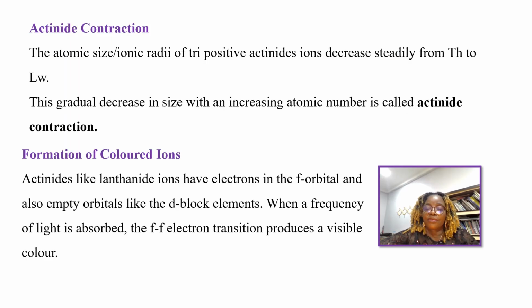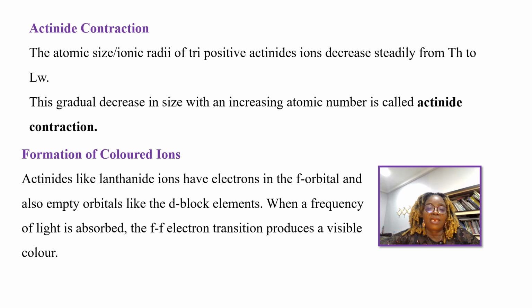The actinide contraction. The atomic size and ionic radius of tri-positive actinide ions decrease steadily from thorium to lawrencium due to increasing nuclear charge and electrons entering the inner (n-2) f orbitals. This gradual decrease in size with increasing atomic number is called actinide contraction. Like lanthanide contraction, because of the very poor shielding by the 5f electrons, the contraction is larger along the period.